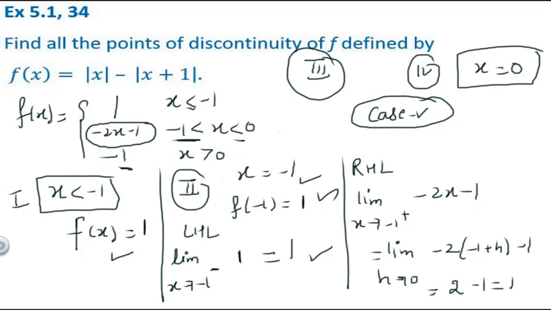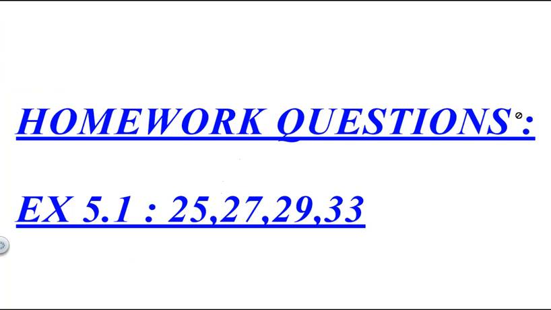This is all about exercise 5.1. Now after this, the homework questions are from exercise 5.1, question numbers 25, 27, 29 and 33. Only 4 questions. You will also get the solution of this in the next video.